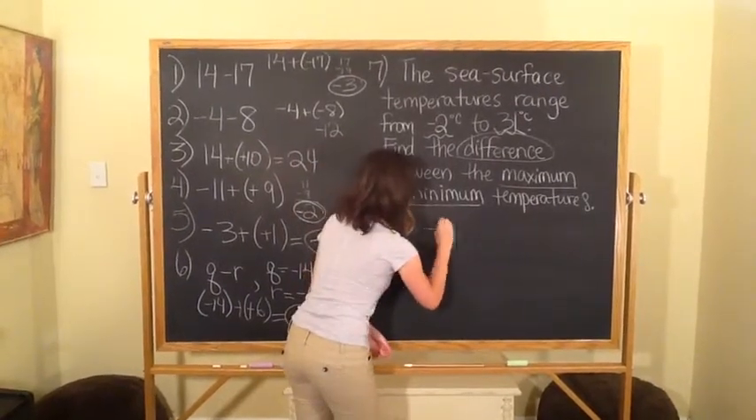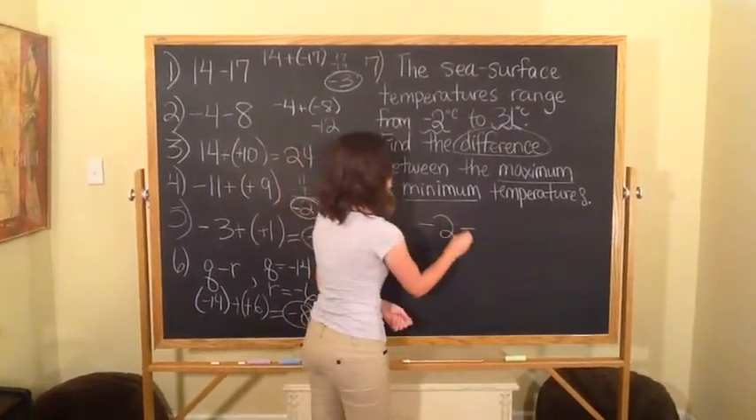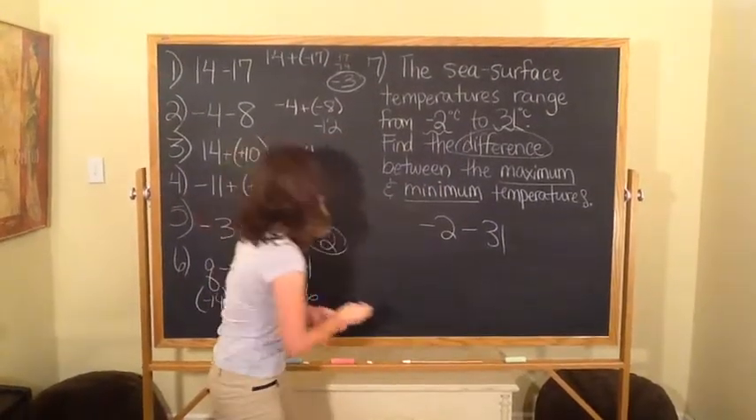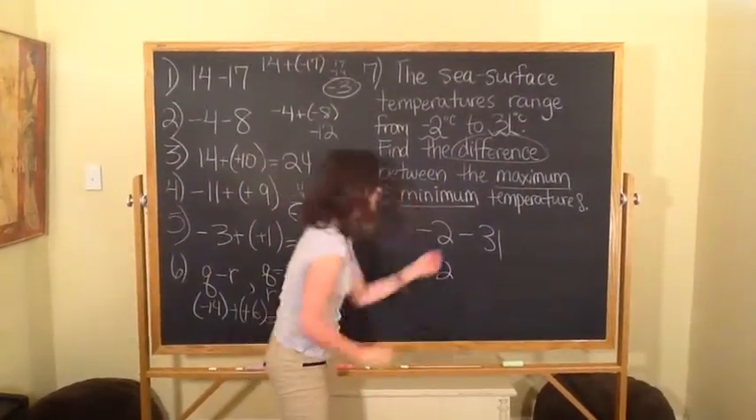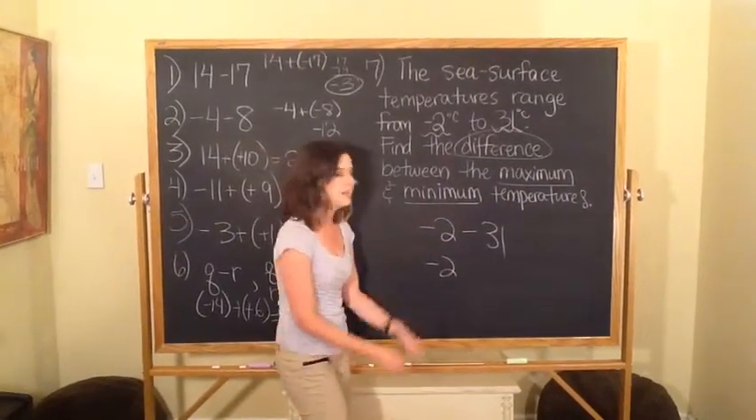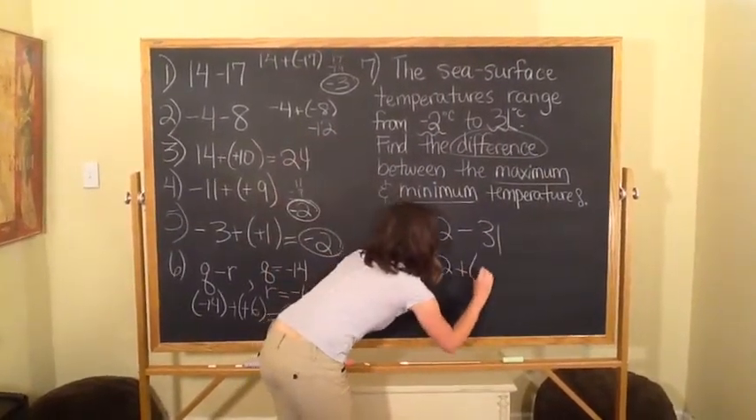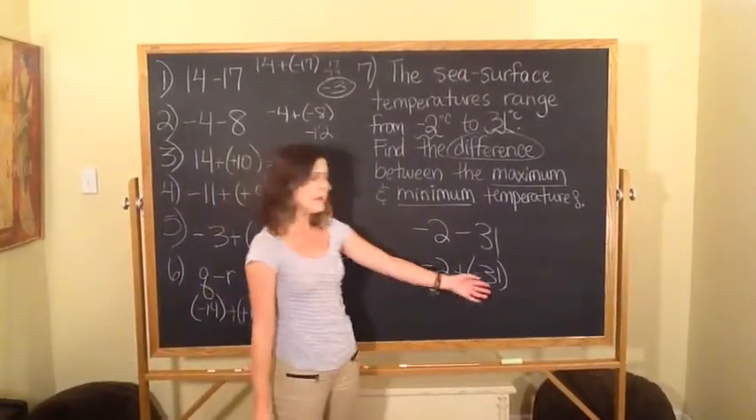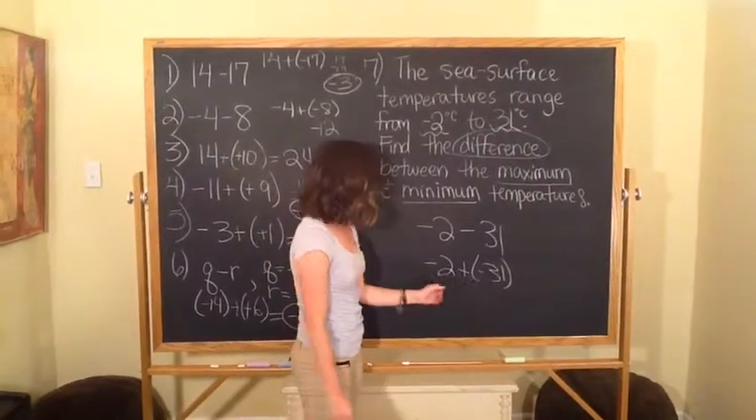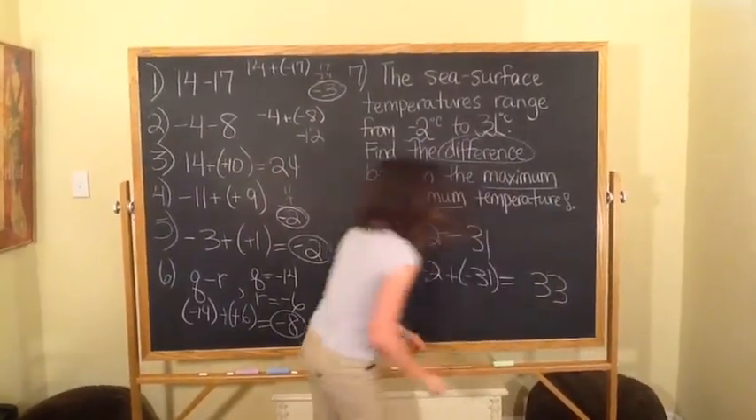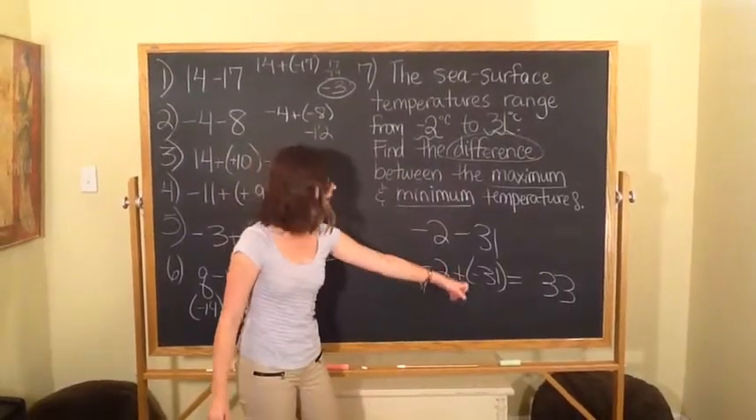So if I have negative 2 minus 31, what is my answer going to be? So we have a negative 2, and then remember minus a positive is the same as plus a negative. So I'm going to do plus negative 31. I'm doing this because it's easier for me to add it that way. So then if I add 31 and 2 together, I'm going to get 33. And my sign is going to have to be negative because both of my numbers are negative.